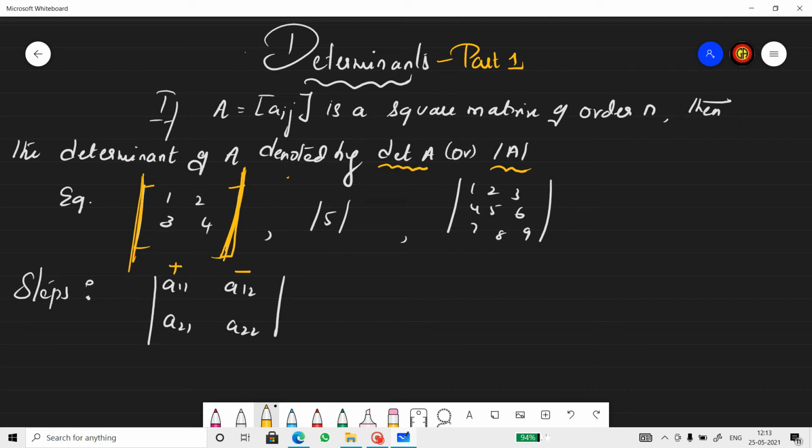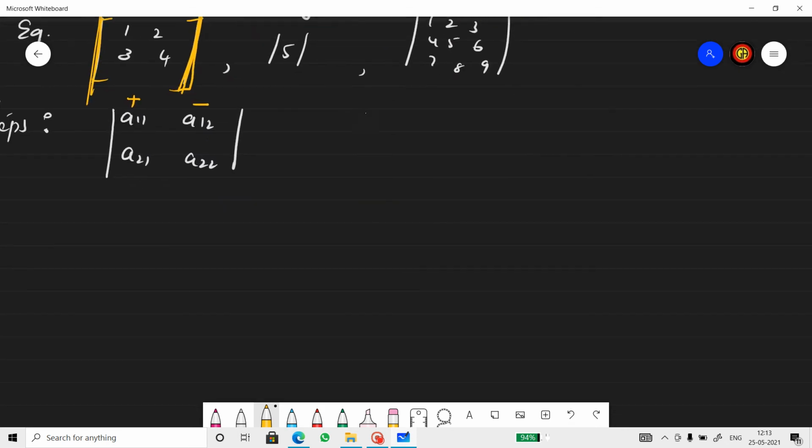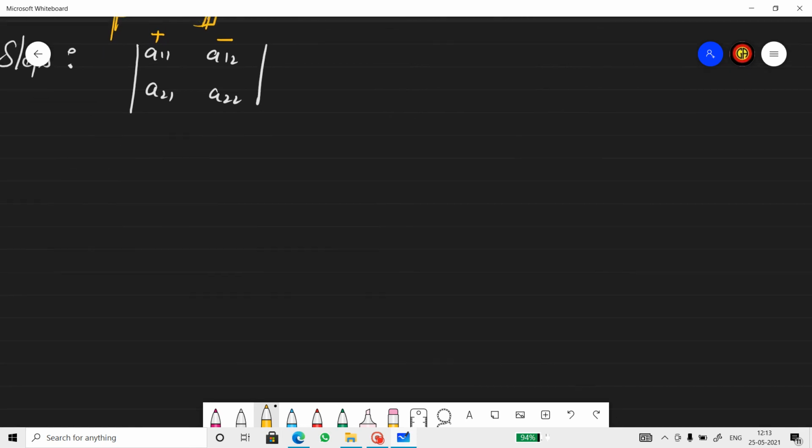Now, how to find the determinant for a 2 by 2 matrix? If it's a 2 by 2 matrix, then before you start finding the determinant, put a plus and minus sign on top of it. Then consider the first row, and in that consider the first element. What is the first element? A11. And the sign here is plus.